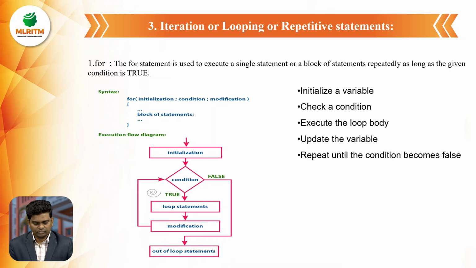Coming to the for loop, firstly it is one of the looping statements, also called an iterative statement. Now you'll see the syntax. The for loop has three parts mainly: first the initialization part, then the condition part, then the modification part. Then we start with an open curly brace, write the statements, that is, the block of statements, and after completing the block of statements, we simply close the for loop. This is the actual syntax of the for loop.